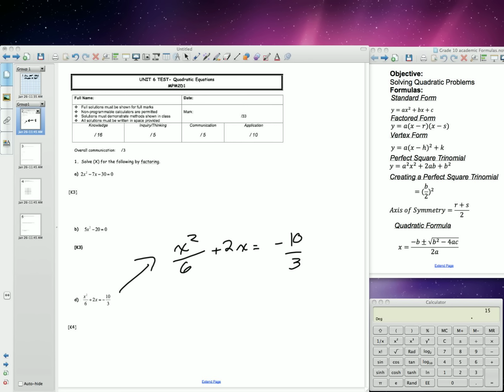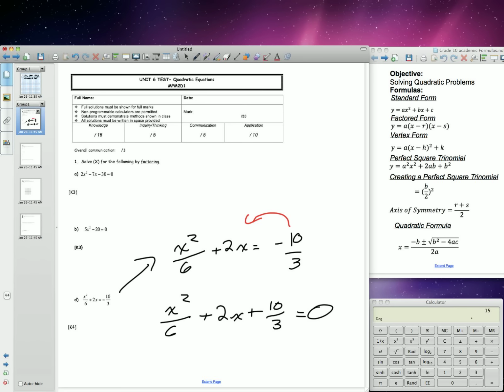Okay? So what we need to do here is solve for x, so we need to be able to factor this. I'm going to move everything to the same side of the equation, so I'm going to move the constant over. We're left with x squared divided by 6 plus 2x plus 10 over 3 is equal to, what's left on the other side? 0. Good.